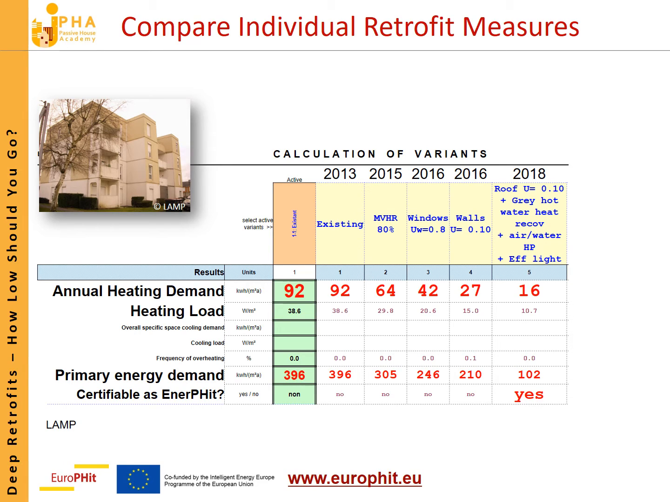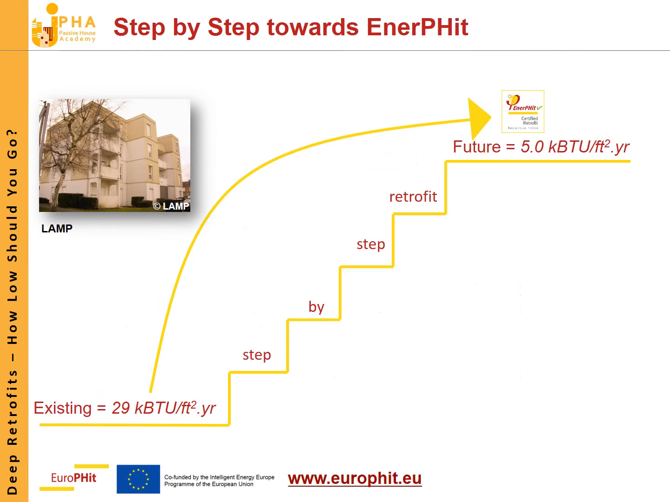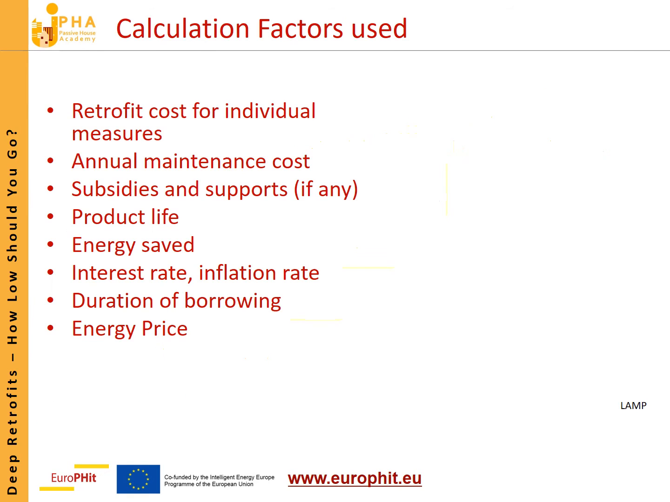And you can see here they have developed a step-by-step retrofit approach here, going from 92 kilowatt hours per square meter per year down to 16 kilowatt hours per square meter per year, exceeding in fact the EnerPHit standard. And this is from 2013 to 2018. We can look at that in IP units now, where the space heating demand goes from 29 kBTU per square foot per year down to 5 kBTU per square foot per year. But the key thing is that every step is done to the cost optimal basis.